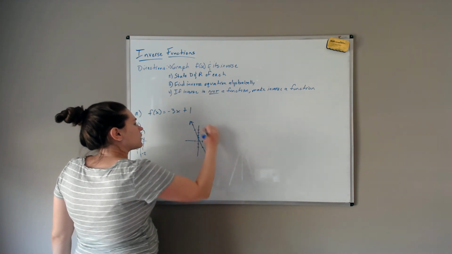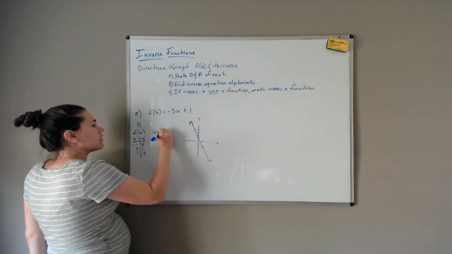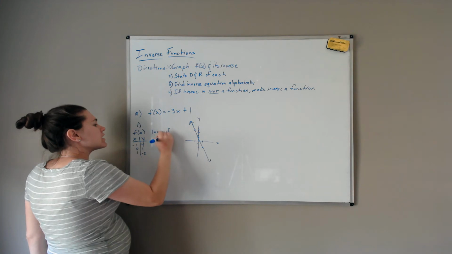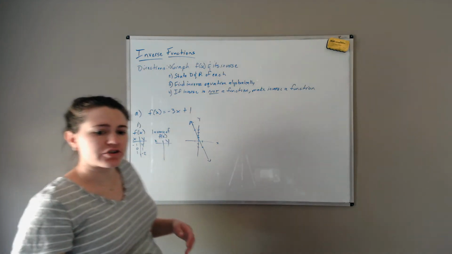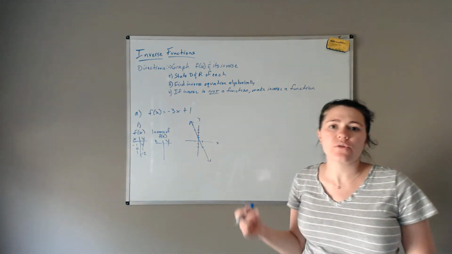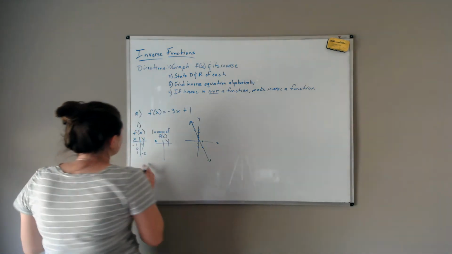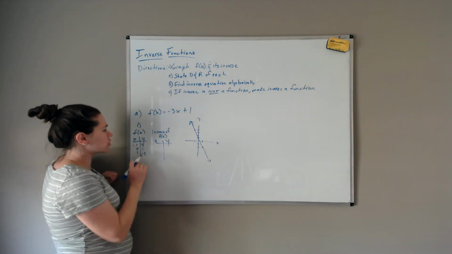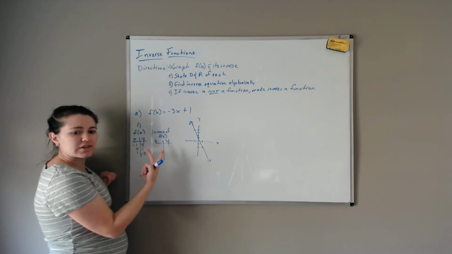So here's the graph of f of x. Now notice that it doesn't even say get the equation of the inverse. You do not need the inverse equation in order to graph, okay? Because if you have the table of values for f of x, what's true about f of x and the inverse of f of x is that your x's and y's have flipped.